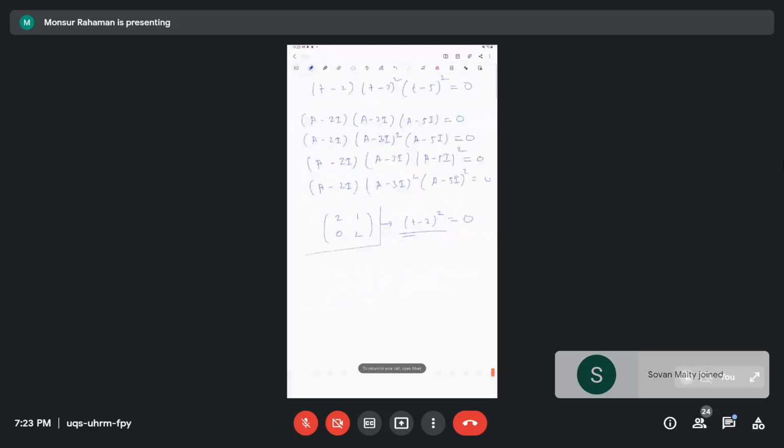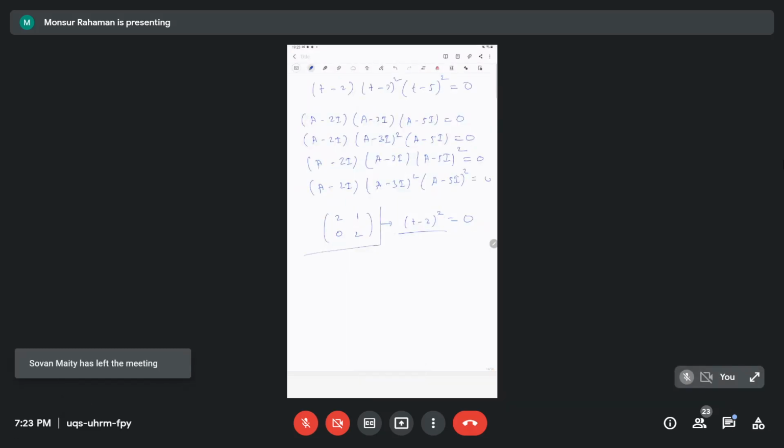Okay, so for this, the minimal polynomial would be A minus 2I squared equals 0. You cannot say that A minus 2I is 0. So from the characteristic equation alone, you cannot say which is the minimal polynomial. For that, you also need the matrix information. For this other matrix, 2 0 0 2, the characteristic equation is the same, but the minimal polynomial is A minus 2I equals 0, not A minus 2I squared equals 0.